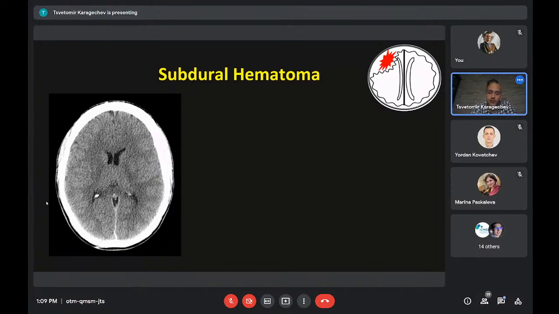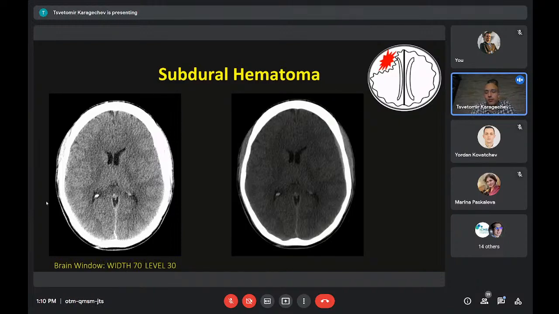And of course, because we are always looking systematically, we switch on to the subdural window, and as you can see here, along the convexity of the brain, there is a really subtle subdural hematoma. You can recognize it crescentic in shape, just along the inner table of the skull. So if we didn't switch to subdural window, we would actually have missed this.